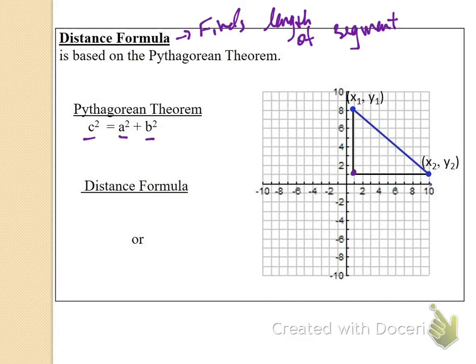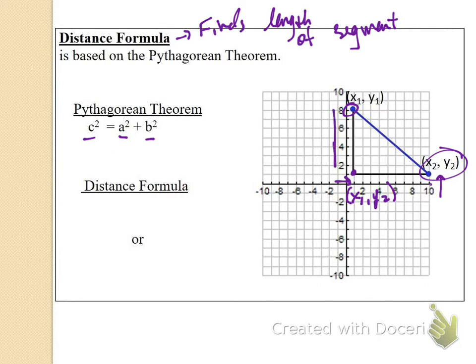This point at the right angle is the same distance over to the right as this point is. So this coordinate would be x1. It's also the same distance up as this point is. So the y-coordinate would be the same as that point, which is y2: x1 and y2.